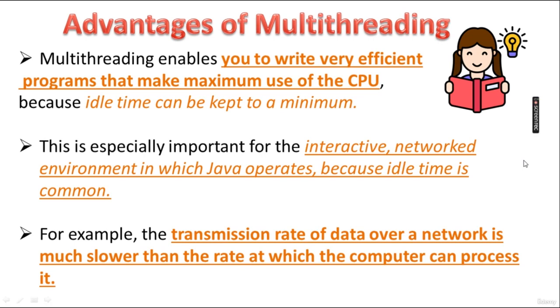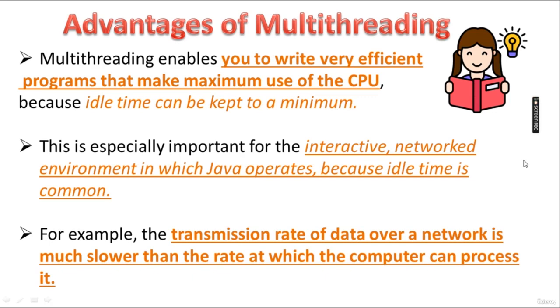For example, the transmission rate of data over a network is much slower than the rate at which a computer can process it. When you are transferring data from Gmail or WhatsApp or anything that uses the internet, it's much slower than doing it on a local PC or a computer that you have. So this is the difference.